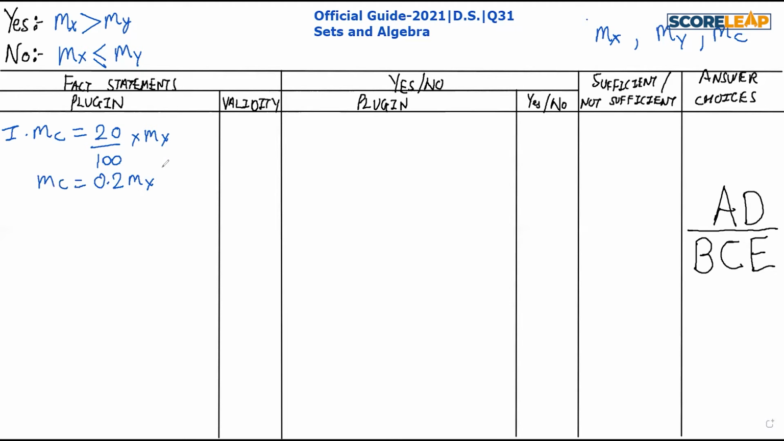But whenever we are given two variables and data related to only one variable is given, then that statement is directly not sufficient. Why? Because here we don't have any data on the number of members of club Y. So for all the values in this fact statement, we can either get a yes or a no, which means that the number of members of club Y can be greater than X or it can be less than X too. So directly we will say that statement 1 is not sufficient. Whenever statement 1 is not sufficient, we cross AD.